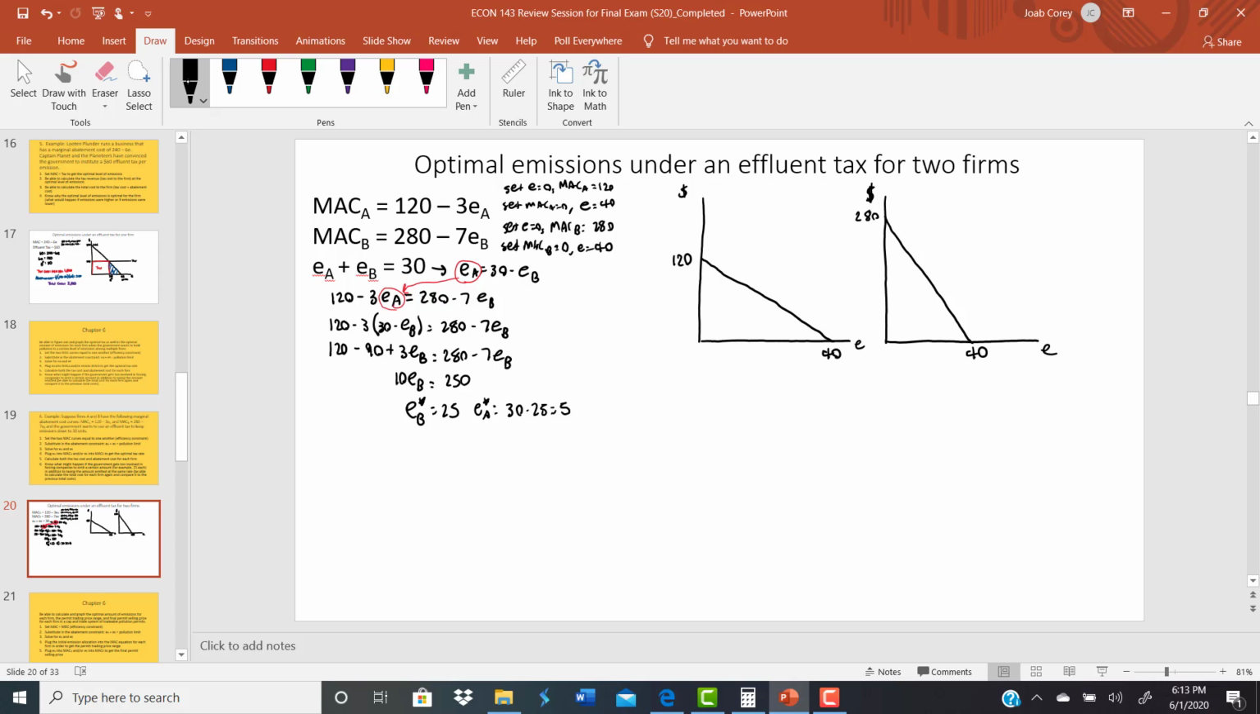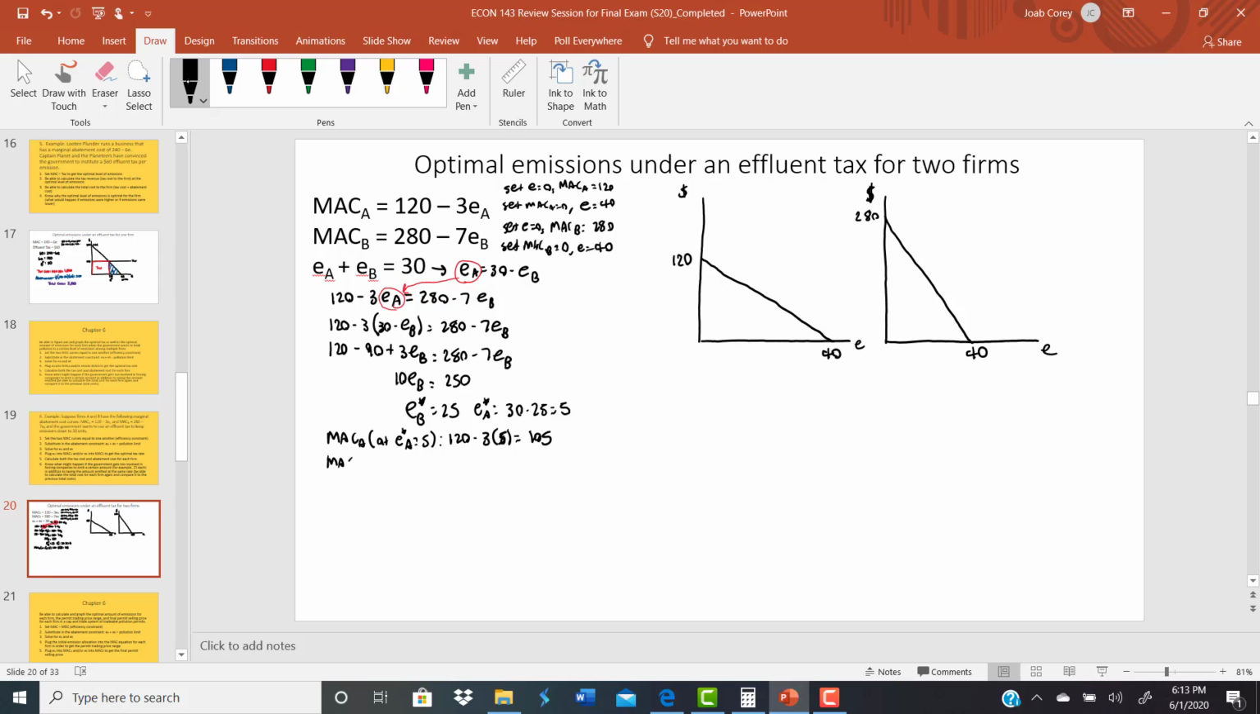Right, so we got MAC sub A at E star sub A equal to 5. So we're just plugging that 5 into our original MAC sub A equation. So it's going to be 120 minus 3 times 5, or 15. So it's going to be equal to 105.